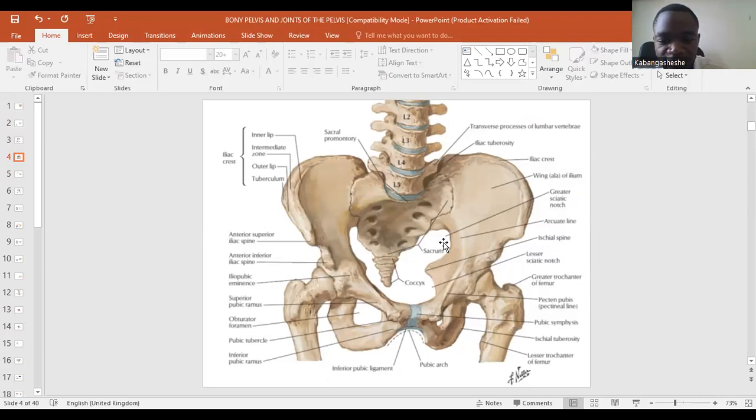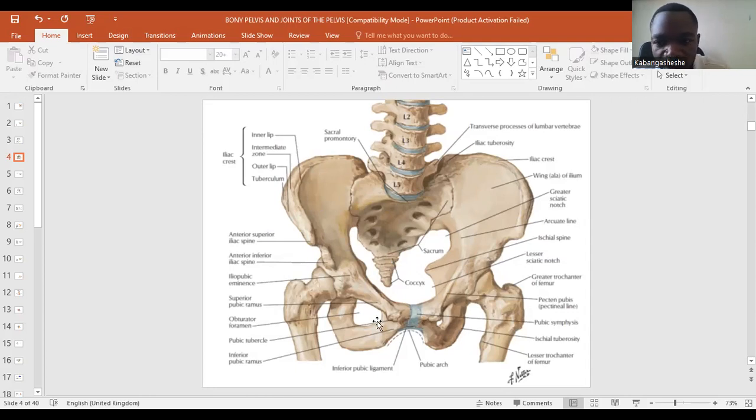Then we have left and right sacroiliac joints. That joint there between the sacrum and the ilium. This is the ilium of the innominate bone. That is the ilium. Then that joint there is the sacroiliac joint. Then there's the sacrococcygeal joint here. Sacrococcygeal joint. So that's it, 4 in total.